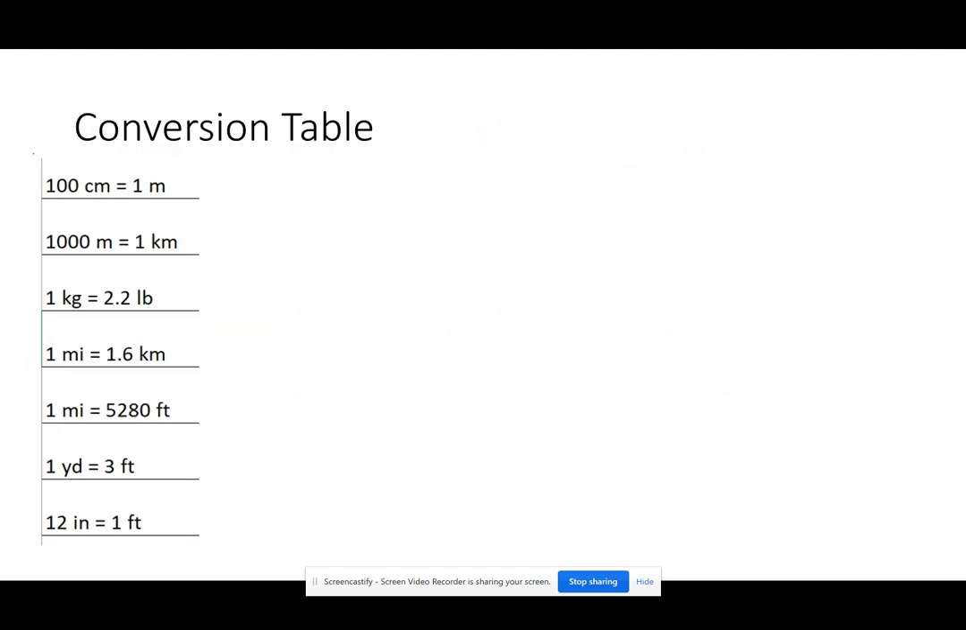First, here is a conversion table, which I will make available on Schoology and give to you. You can use this on all exams. I'm going to print this out and give it to you next time we see each other in class. In this conversion table, it shows us two equal quantities. This is saying 100 centimeters is equal to 1 meter. This is saying 1,000 meters is equal to 1 kilometer. This is saying 1 kilogram is equal to 2.2 pounds.